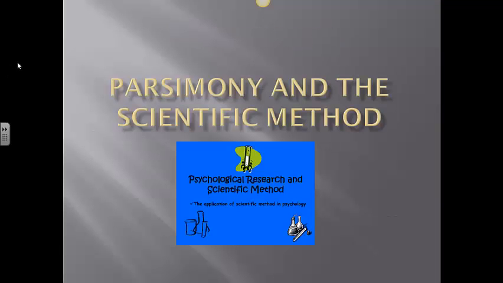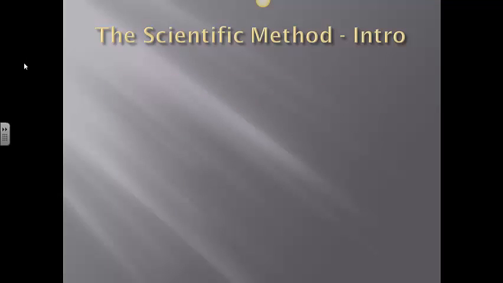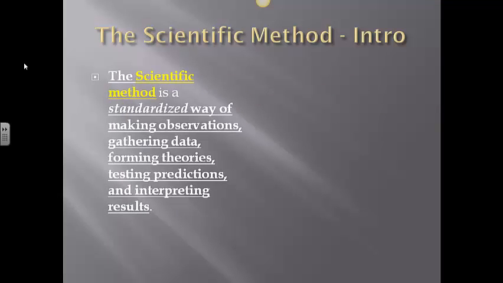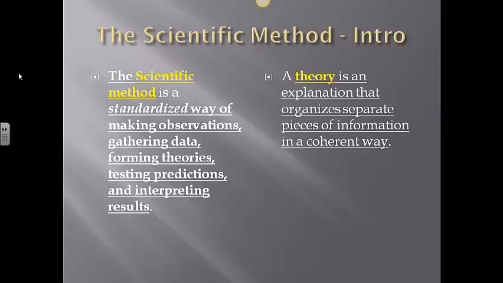So we're going to get started, and we're going to talk about a couple terms right away, parsimony and the scientific method. So let's introduce the scientific method. And a lot of you know what this is already. You've had it in science class before. Basically, the scientific method is a standardized way of making observations, collecting data, forming theories based on those observations, developing hypotheses, and running research, interpreting the results of that research. So it's a very specific step-by-step process.